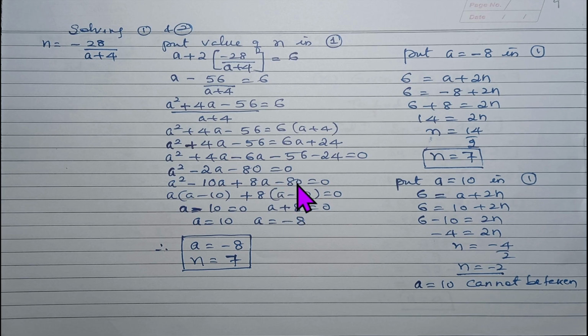Go for the middle term splitting method, that is minus 10a plus 8a gives us minus 2a, and minus 10 into plus 8 gives us minus 80. The middle term splitting is correct, and therefore taking a common, a minus 10 plus a, take 8 common, a minus 10 equal to 0. So we have the two factors a minus 10 and a plus 8. a minus 10 equal to 0, a plus 8 equal to 0. We get a is equal to 10 or a is equal to minus 8. So we got two values of a here.